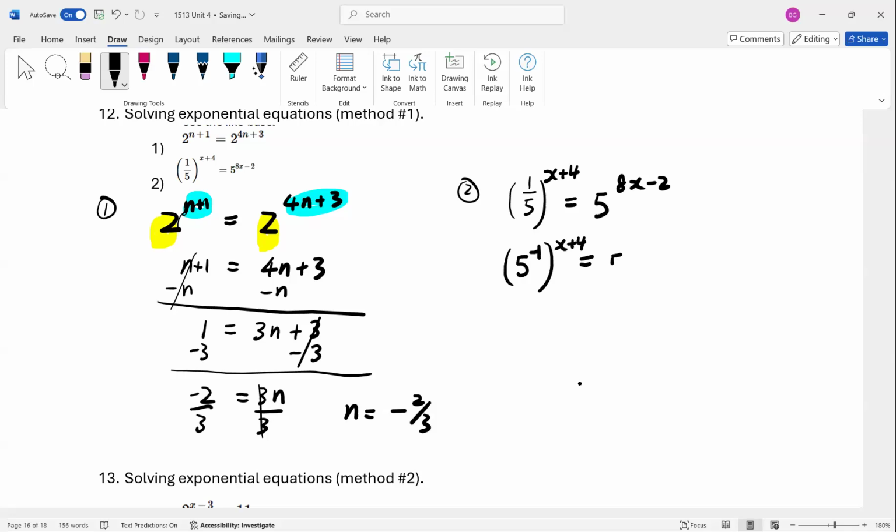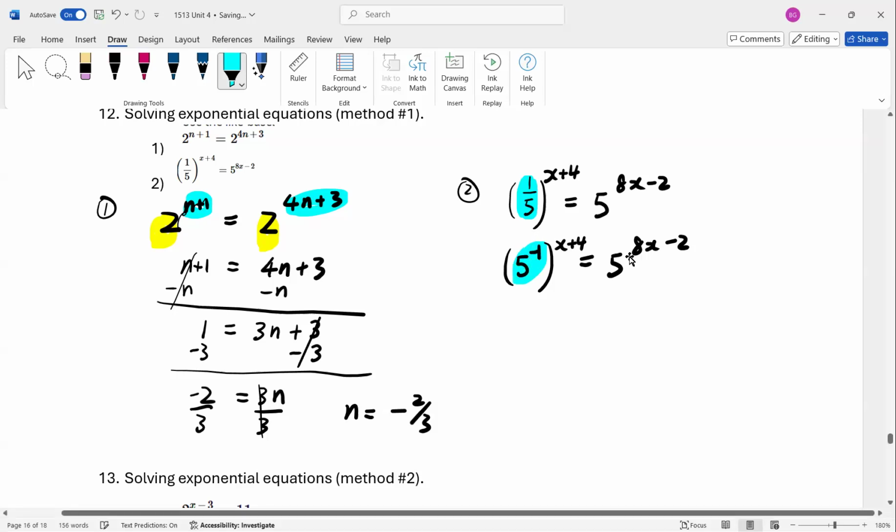Everything else stays the same. I can highlight this part and this part. So this step, all we have done is to rewrite 1 over 5 as 5 to the power of -1, because the idea or the method is to write both sides as the powers with the same base. We decide to use 5 because it's very convenient to write 1 over 5 as a power of 5. 1 over 5 is just 5 to the power of -1.